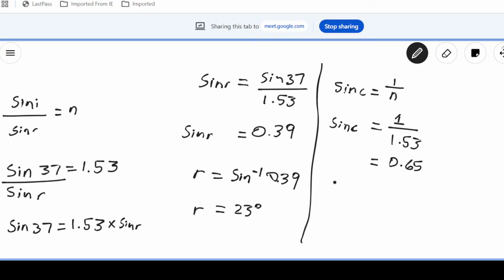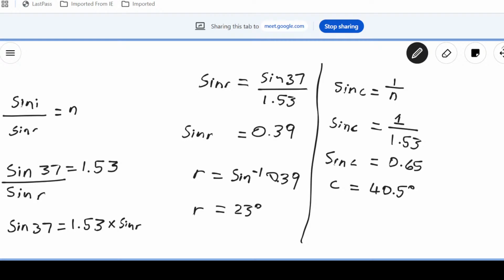What's the significance of the critical angle? What concept is it usually linked to? If I remember correctly, the critical angle is the point where the angle of refraction is equivalent to 90 degrees. And once you exceed the critical angle, you're going to get total internal reflection. Great.